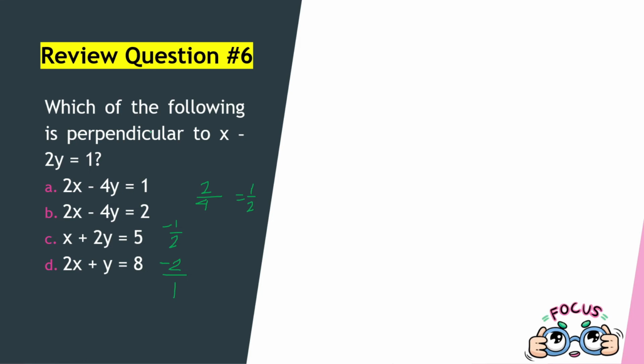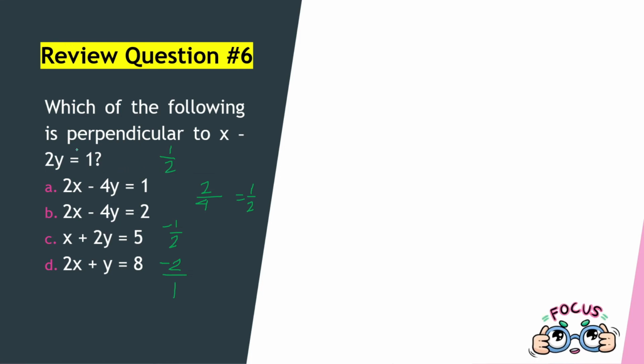Okay? So, ngayon, we're looking for perpendicular to x minus 2y equals 1. Anong slope nitong x minus 2y is equal to 1? The slope of that is 1 over 2. And since minus to, so positive ang slope nitong equation na ito.